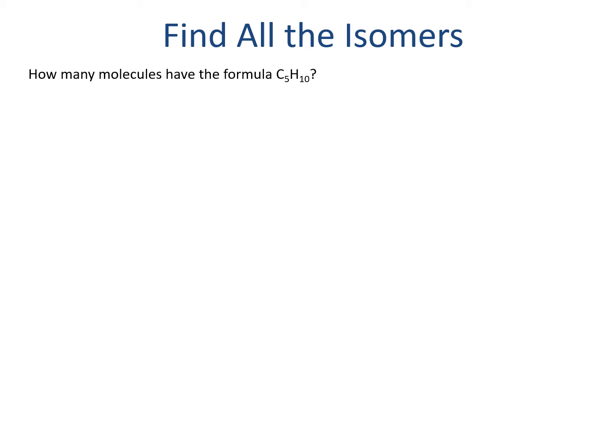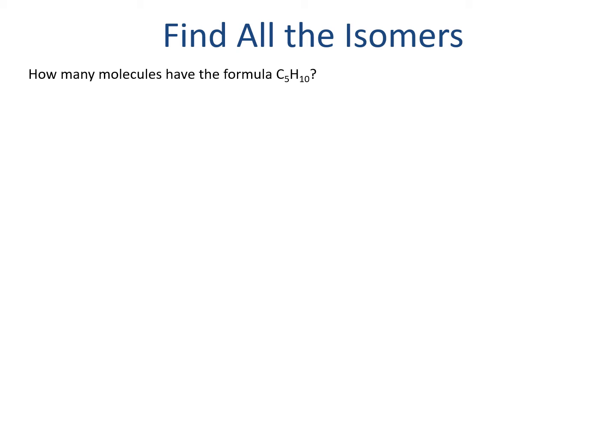Suppose we had a question like, find all the isomers of C5H10. How might we try to do that? Thinking about the index of hydrogen deficiency and the types of isomers that are possible can be really helpful. First, what is the index of hydrogen deficiency for C5H10?